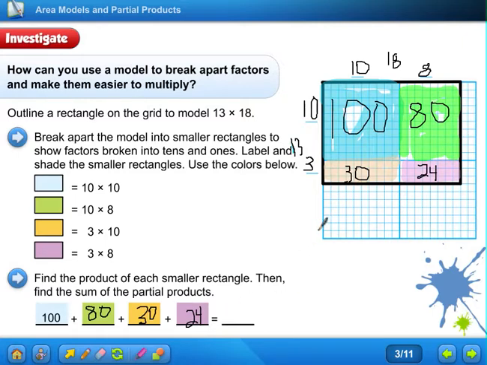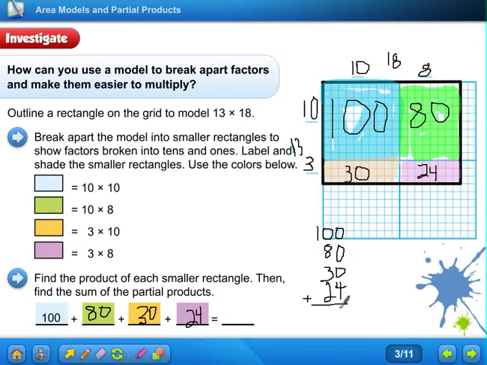I'm going to write it out. 100 plus 80. Make sure you line them up carefully. I can't stress that enough. If you do all this work and then don't line them up, and mine's not very neat because I'm trying to write it on the computer, you're going to get the wrong answer maybe.